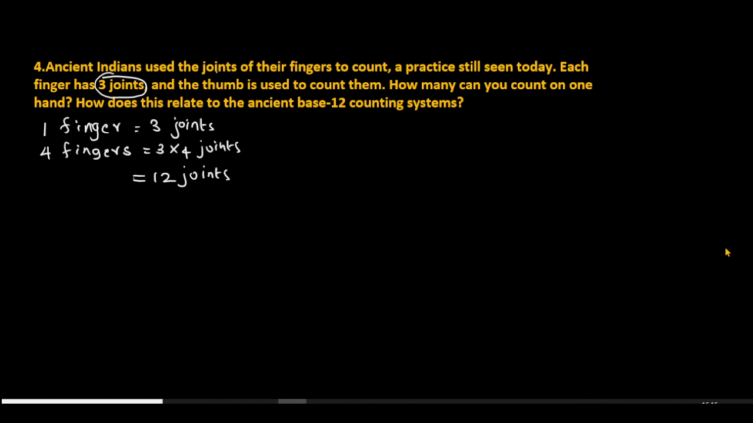How can you count on one hand? Using our thumb, we can count the joints on our fingers. How does this relate to the ancient base 12 counting system? So what does the ancient base 12 counting system mean? Let's see that one.